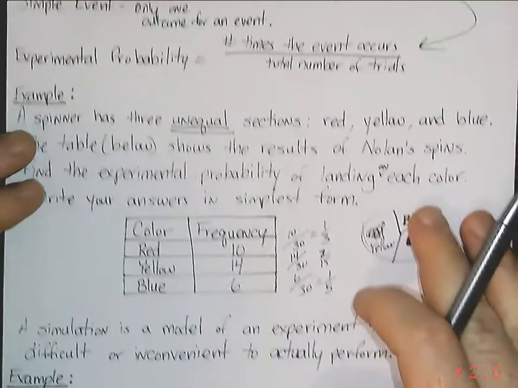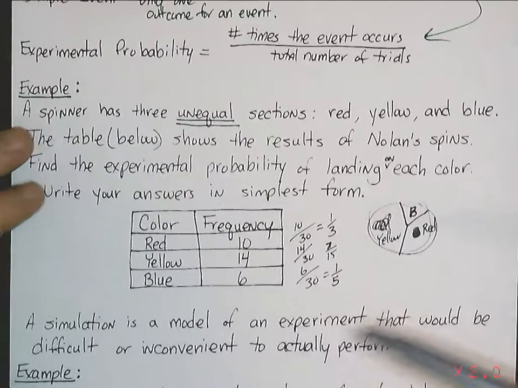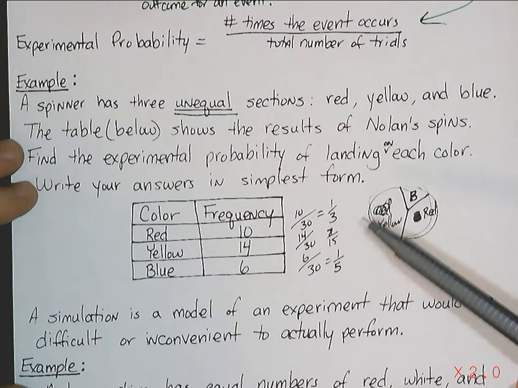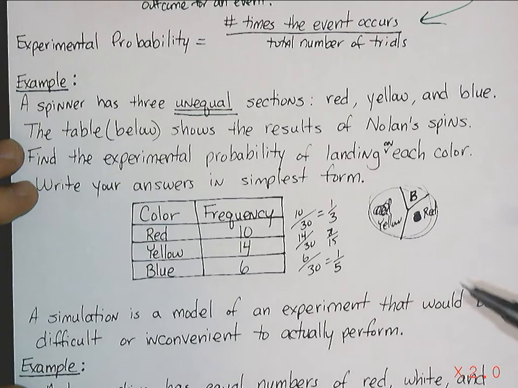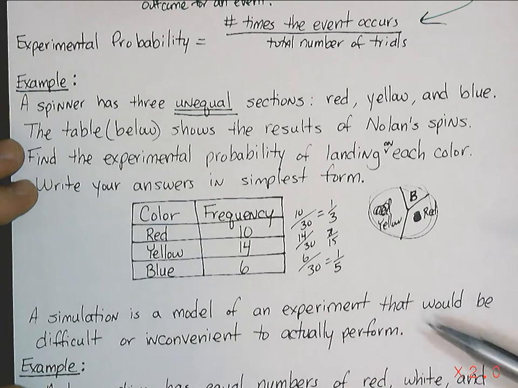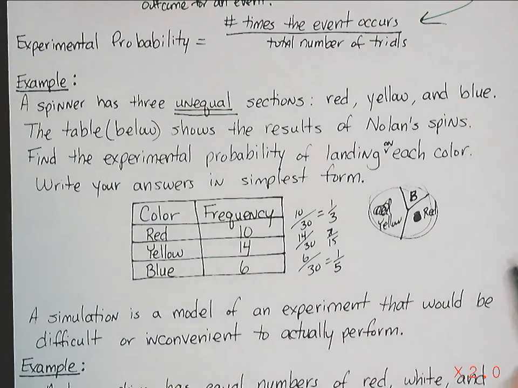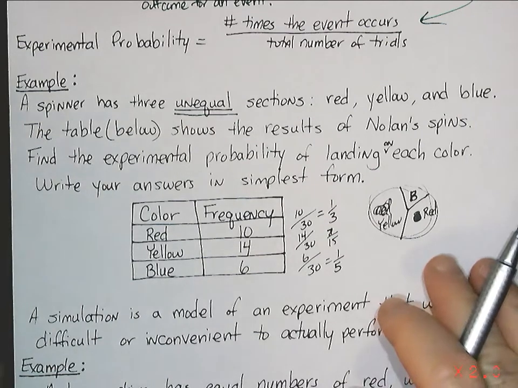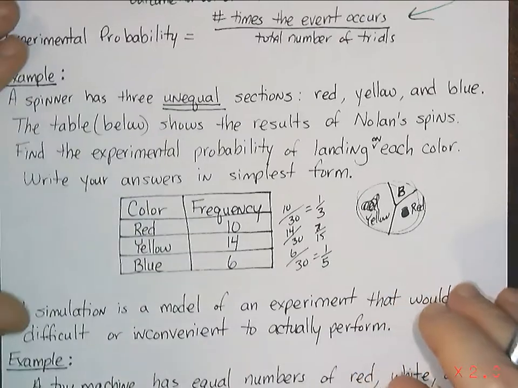Moving down further in the lesson, it talks about what a simulation is. A simulation is basically the same thing. The only difference is the experiment would either be difficult or inconvenient to actually perform. So a simulation is just a way to model something that you may not want to actually do yourself. That could be something a computer could do for you.